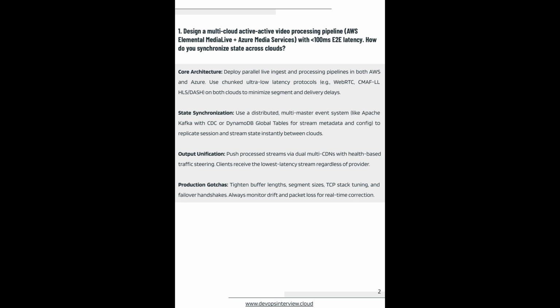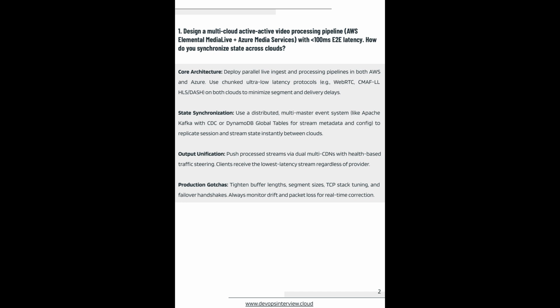Okay, so let's start peeling back the layers. When we say active multi-cloud video processing pipeline, what does that actually mean in simple terms? And why is hitting that ultra-low latency, that sub 100 millisecond goal, such a difficult, demanding thing to achieve? Sounds like we're right at the edge of what's even possible. You're absolutely right. It is pushing the boundary.